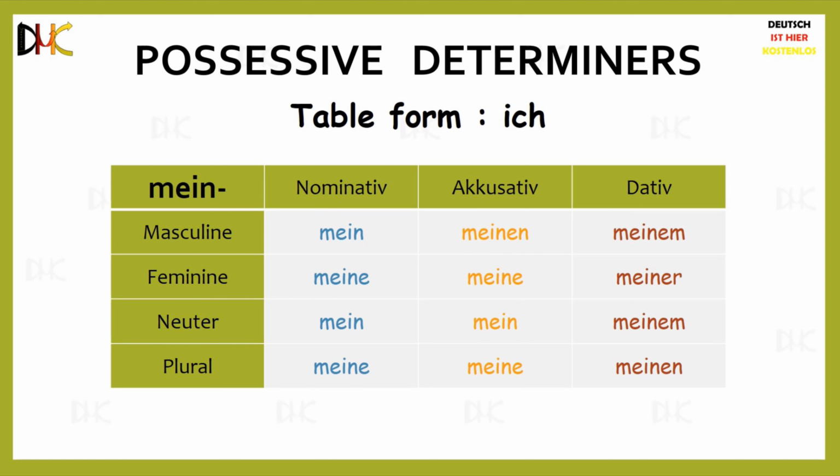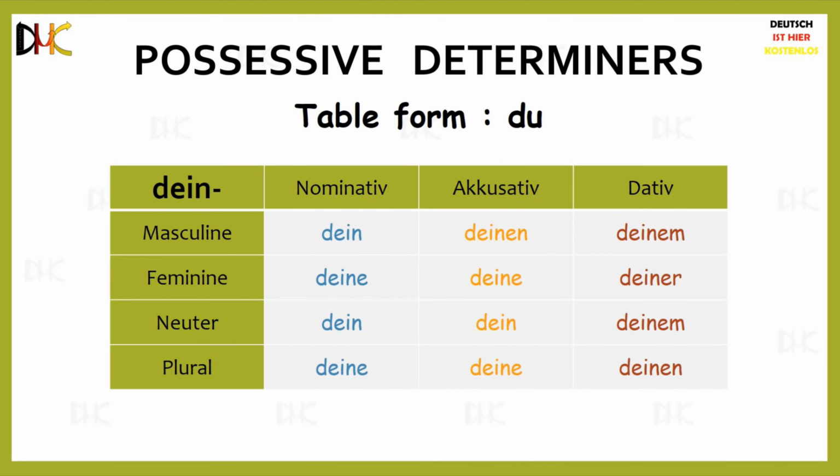I am only using the tables to be able to show you all the combinations in one place, but do not try to memorize these tables. It is very easy for you to create the correct possessive determiner if you know the base form of the determiner as we saw in the previous slides. All the determiners follow the exact same pattern.